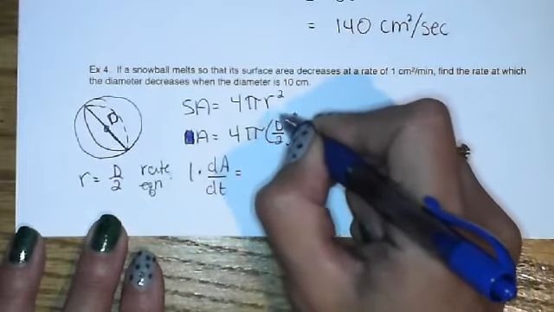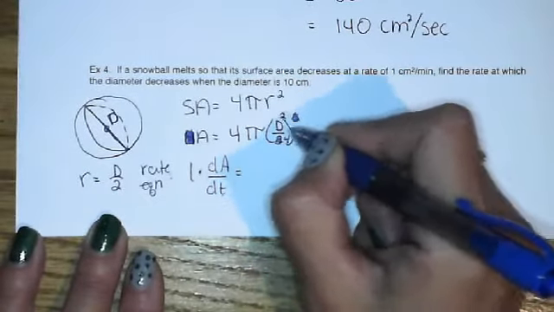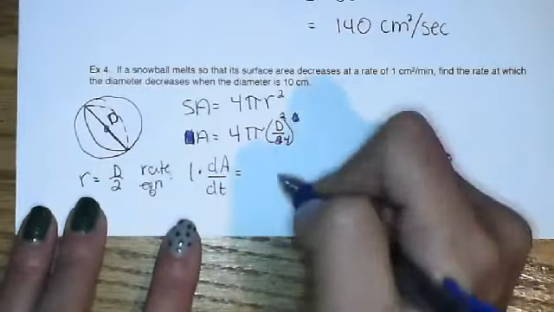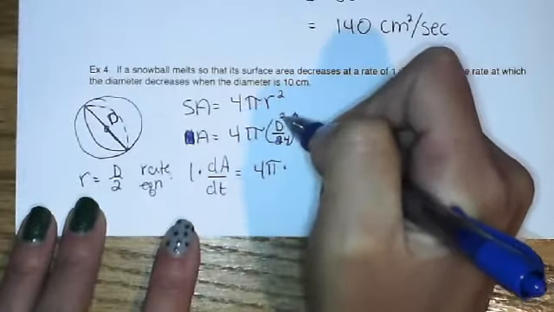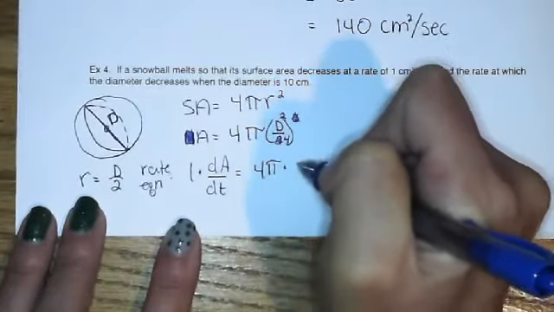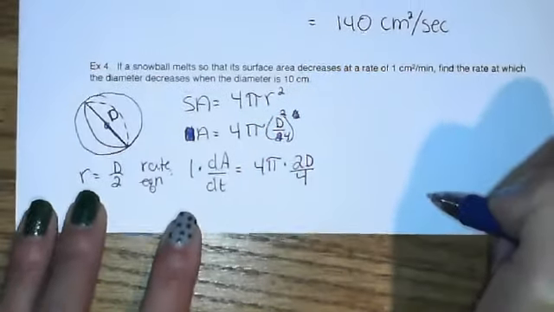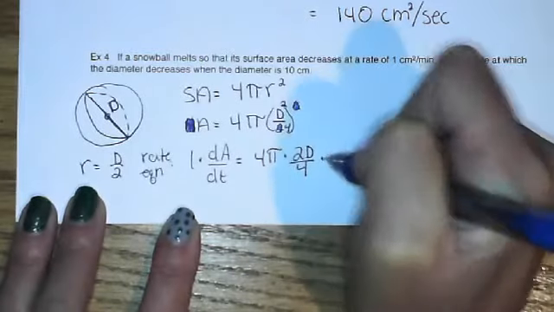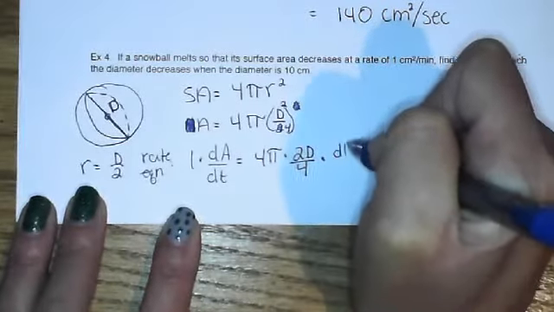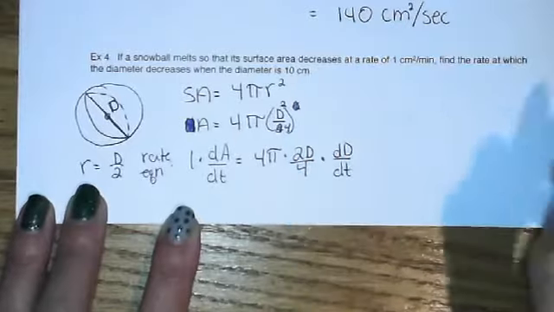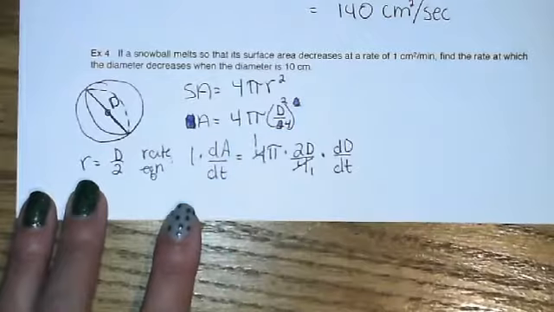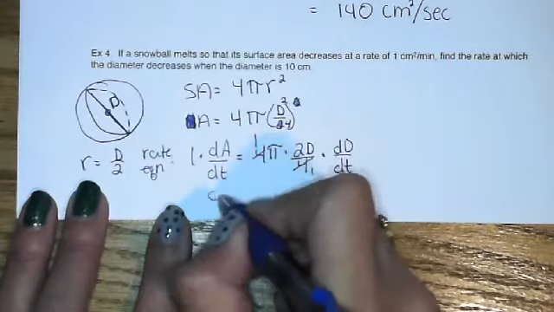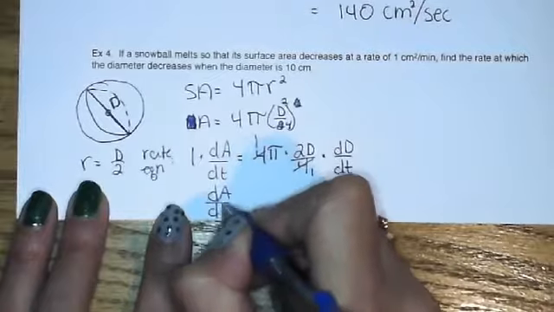Oh, I probably should take care of this, though. I'll make this d squared over 4, so then I don't have to do a little power rule here. It'll be a little bit easier. So it'll be 4 pi times, and then this will be 2d over 4, times its rate, d diameter with respect to time.